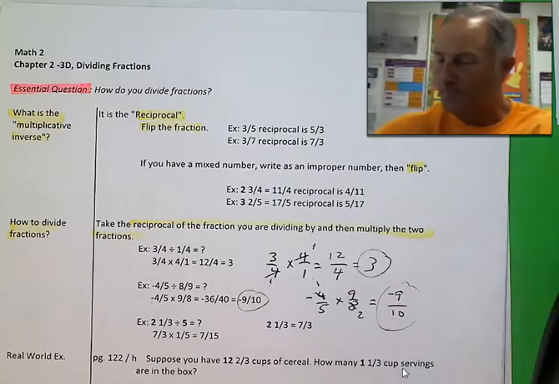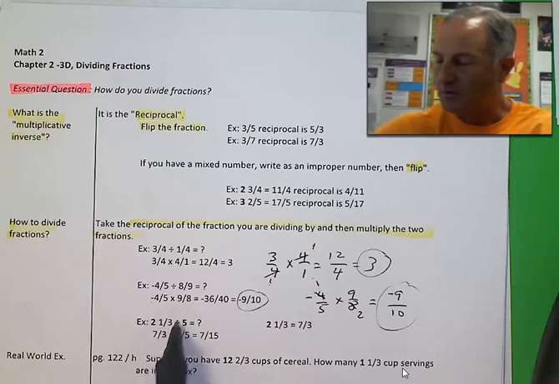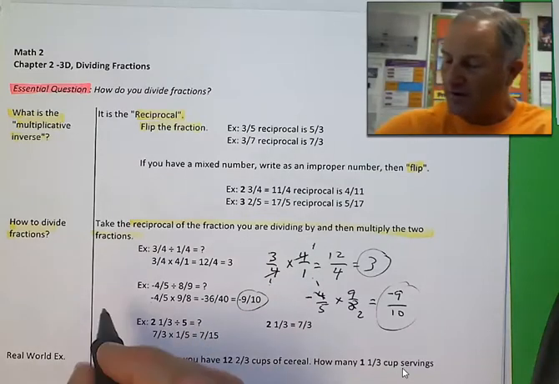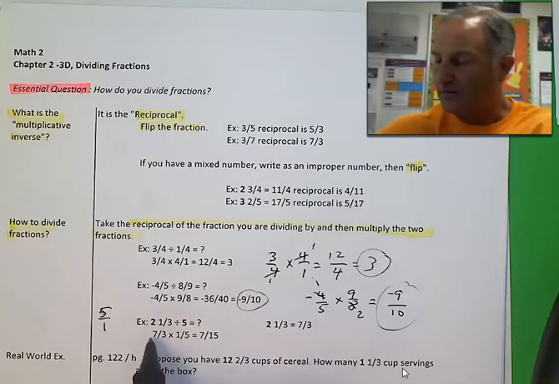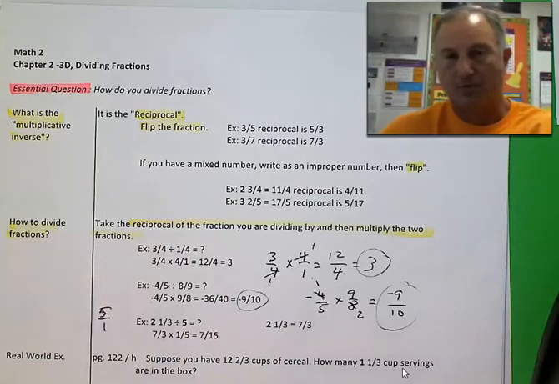If you get a mixed number, 2 1/3, make it improper. 3 times 2 is 6 plus 1 is 7/3. Change division to multiplication and take the reciprocal. Remember, 5 is the same as 5/1, so its reciprocal would be 1/5. And then multiply. 7 times 1 is 7. 3 times 5 is 15. Boom. There you go.